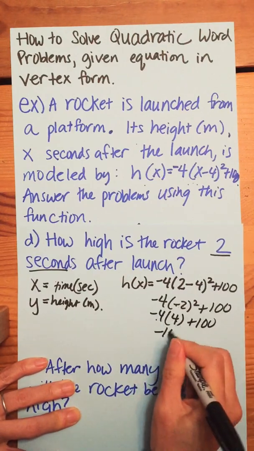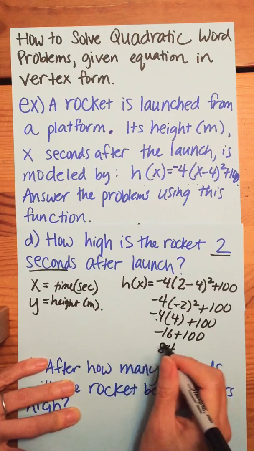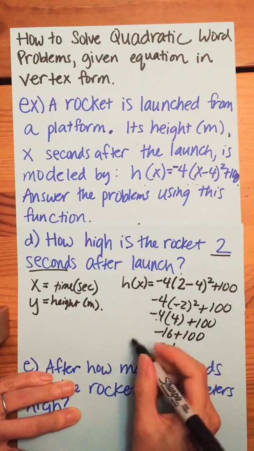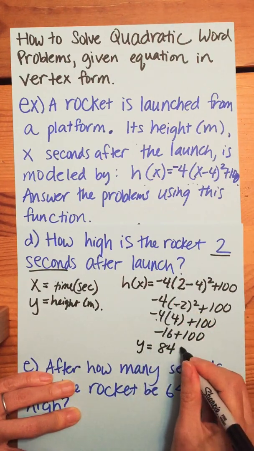-4 times 4 is -16. -16 plus 100 is 84. So the y value of the function h of x is 84 at 2 seconds. So the answer is going to be 84 meters.